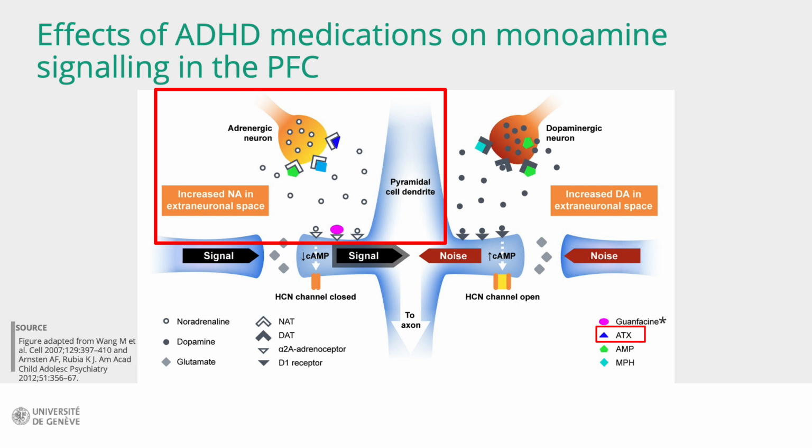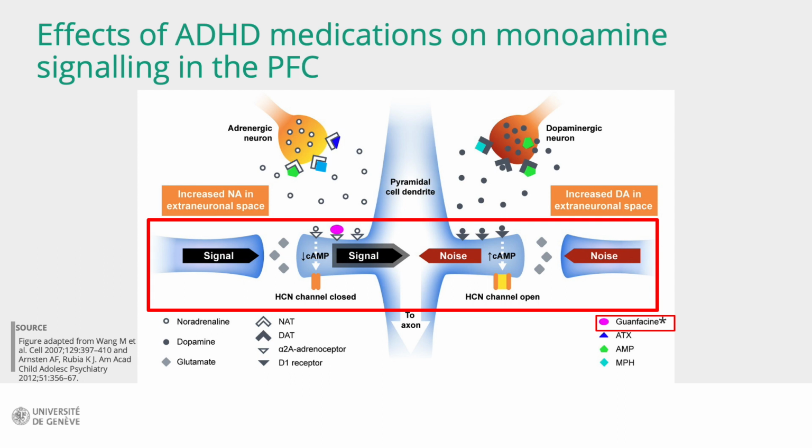The big difference, however, between atomoxetine and the stimulants is that in brain regions where there are no noradrenaline transporters, atomoxetine will have no effect. One such region is the nucleus accumbens. This is the so-called pleasure center of the brain, and it's the site implicated in drug highs and drug addiction. And this is why atomoxetine is not associated with a potential for substance misuse.